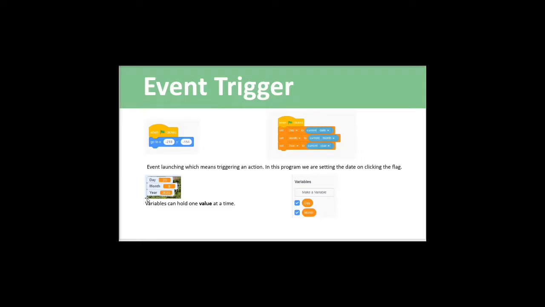Similarly, we are setting the variables day, month and year. So what are variables? In programming, we can use variables to hold some values. In this scenario, we thought we will display the current day, month and year on the screen. And so we have created three variables: the day, the month and the year. And so we are setting the variables to the current date, the current month and the current year. So when the flag is clicked, we can set the values for these variables and we can display the values on the screen.